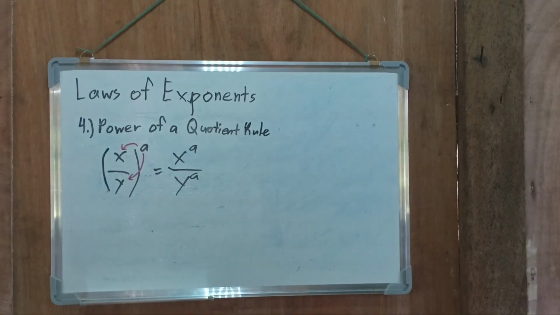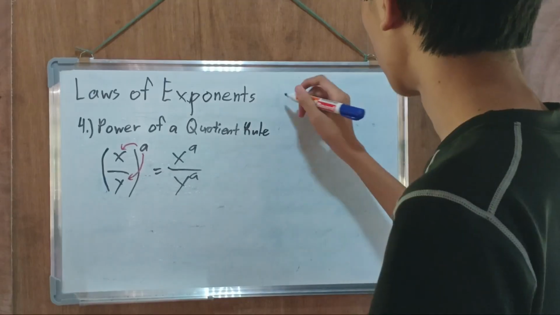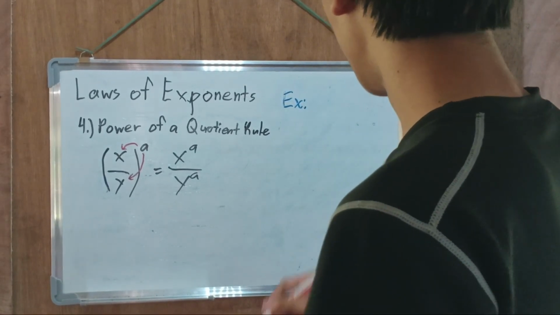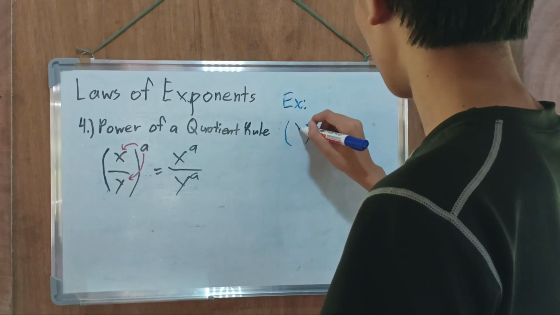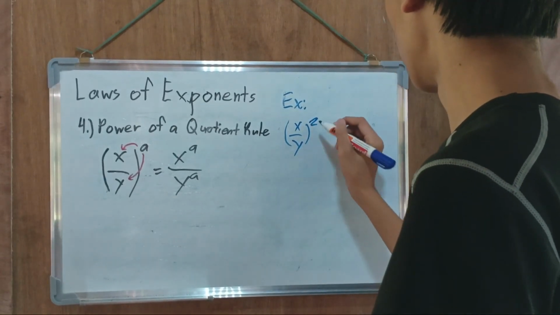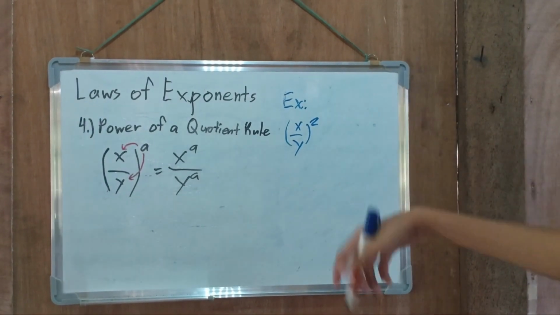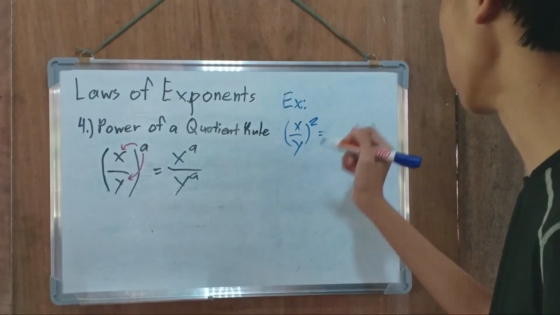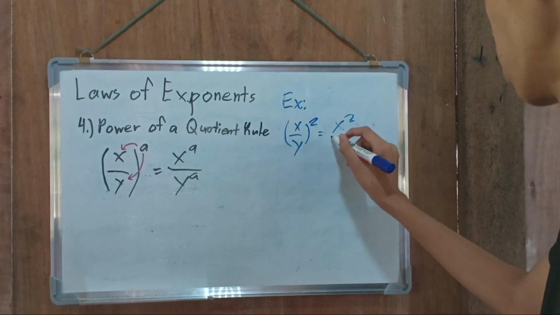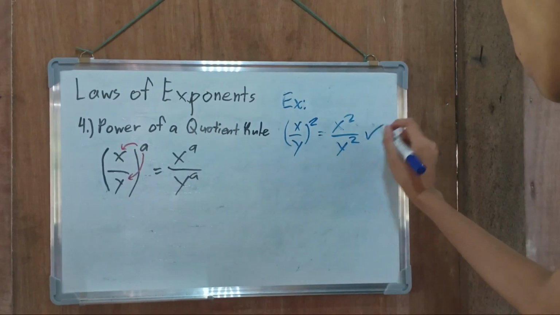Now I'll give you an example. So just assume, now if x over y is raised to the second power, it distributes. So 2 distributes to x, so that becomes x to the second power, and 2 distributes to y, so y raised to the second power.